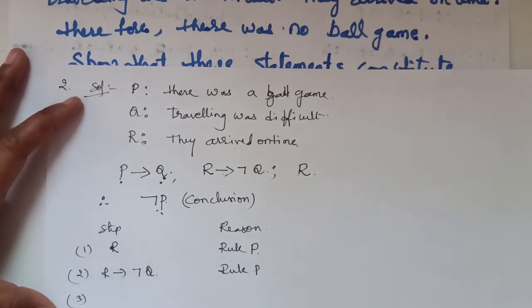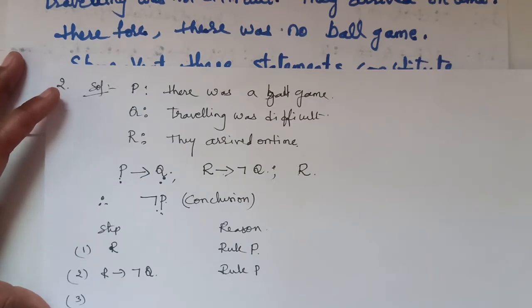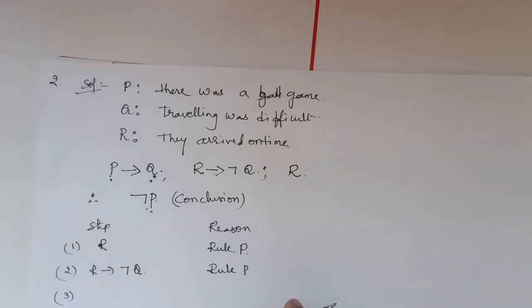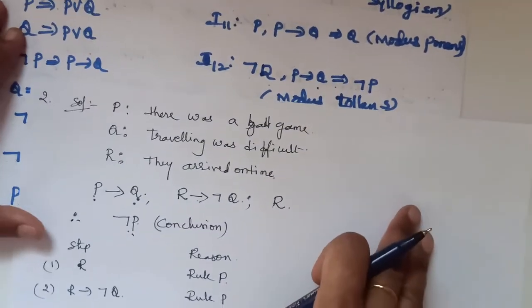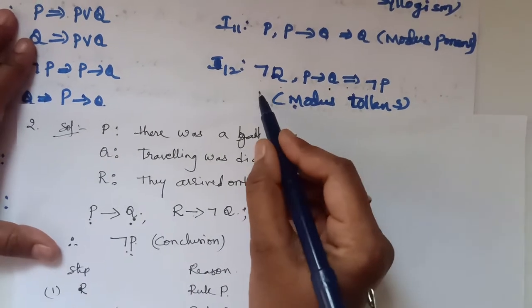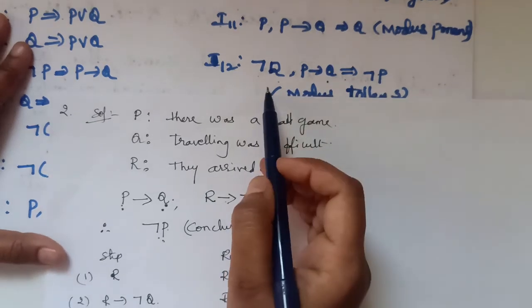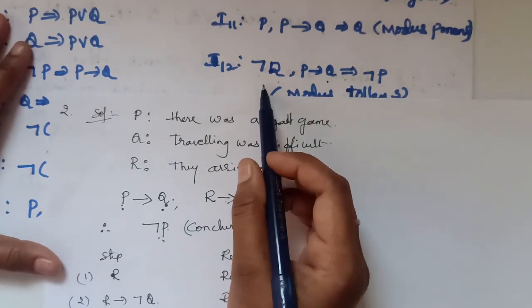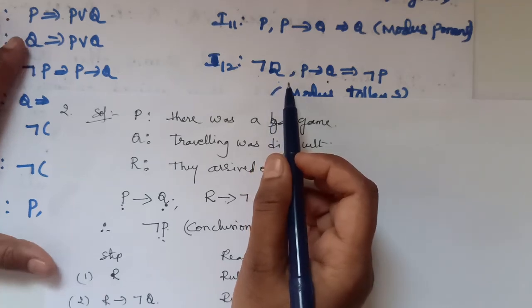So third one, from these two, can I derive any formula using, look at this, I12? Using I12 this can be written as negation R, comma.